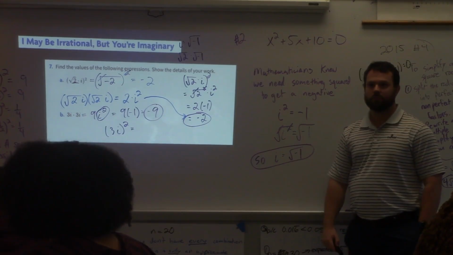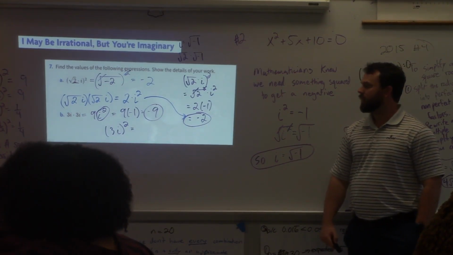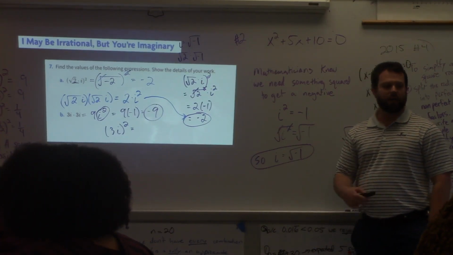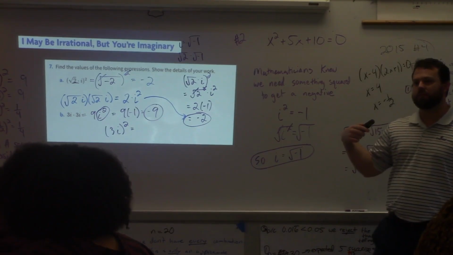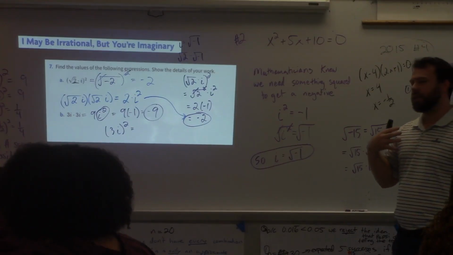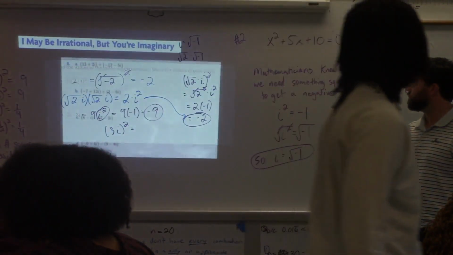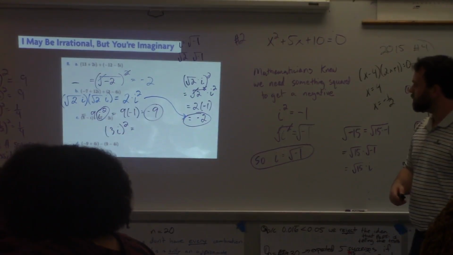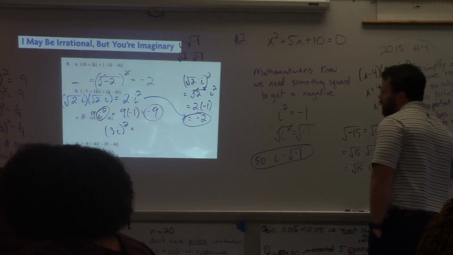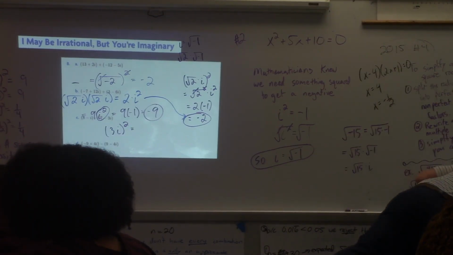Okay, so remember, big idea: the whole point of i is that i squared is negative. So when you square imaginary numbers, you get a negative. That's the big idea there. That's it. That's simplifying that stuff.